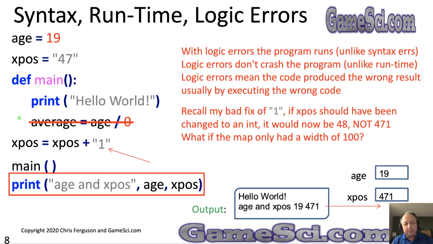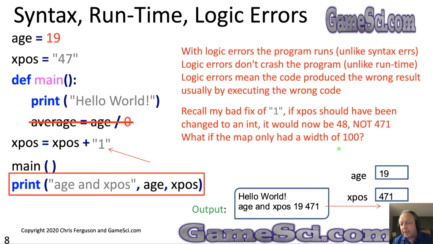We finish main, we return to the main program, and we print age and X position. With logic errors, the program runs, unlike with syntax errors. Logic errors don't crash the program, unlike runtime errors. Logic errors means the code produced the wrong result, usually by executing the wrong code. Recall my bad fix of putting double quotes around this one. If X position should have been changed to an int, it would now be 48 and not 471.